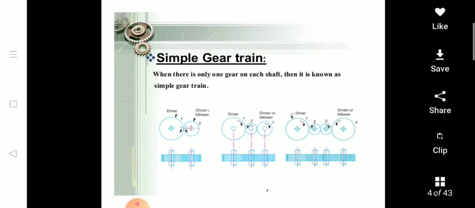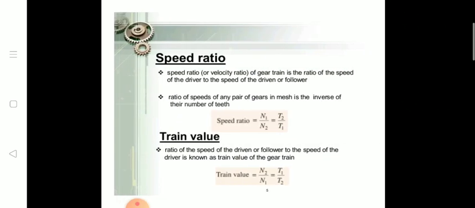So the ratio of the diameter to the speed is written as N1 upon N2, which is the speed ratio. Speed ratio N1 upon N2 is equal to D2 upon D1, or you can also write T2 upon T1, which is the teeth ratio. And you can get the train value: the ratio of the speed of the driven or follower to the speed of the driver is known as the train value, which is N2 upon N1 is equal to T1 upon T2.